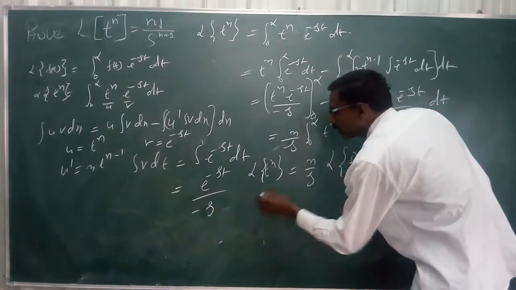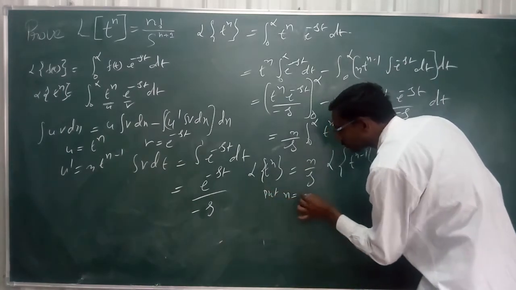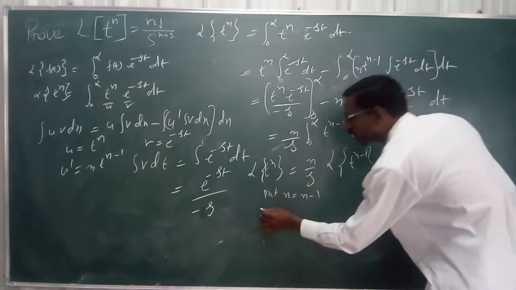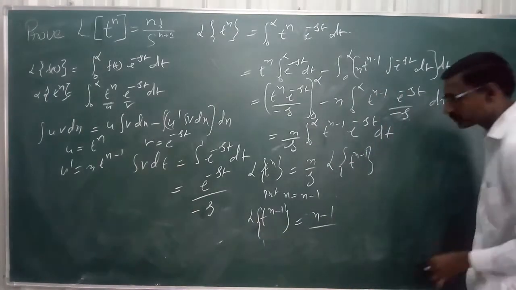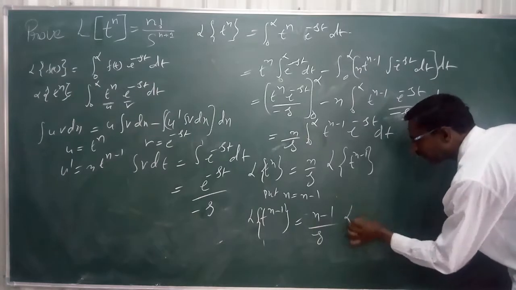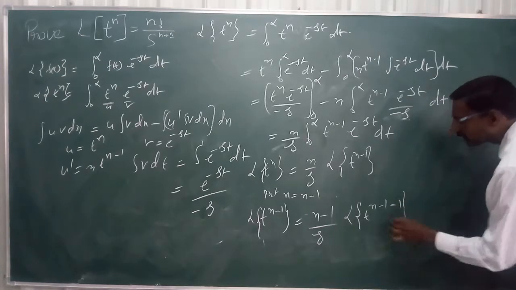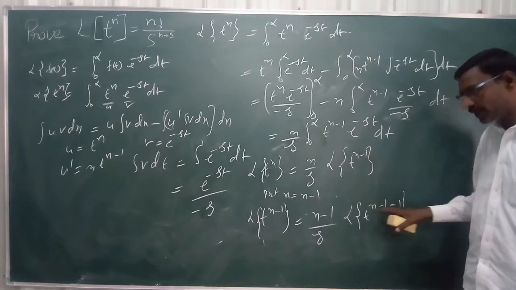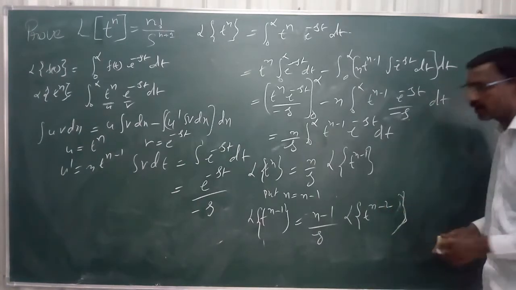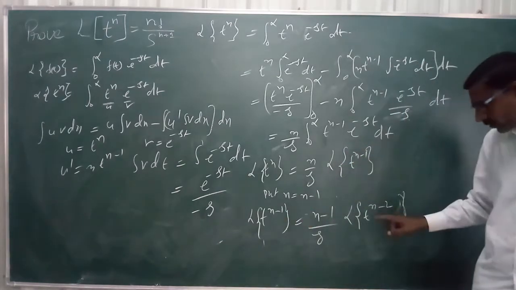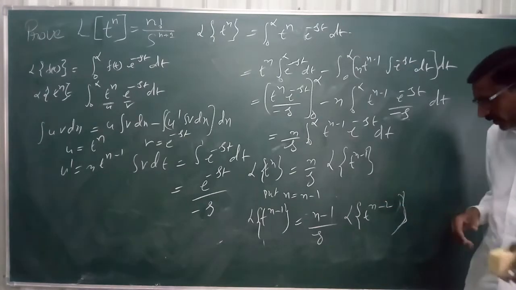If in place of n we put n minus 1, then we get L of t power n minus 1 is equal to n minus 1 by s into L of t power n minus 1 minus 1. In place of n I take n minus 1, and this is nothing but n minus 2. Is it right or not? Similarly, you can write it up to n.